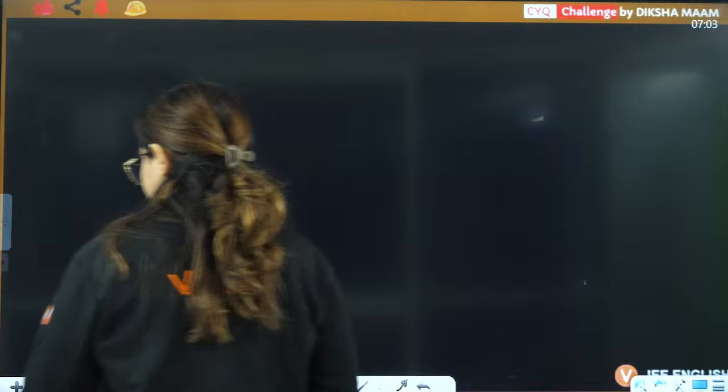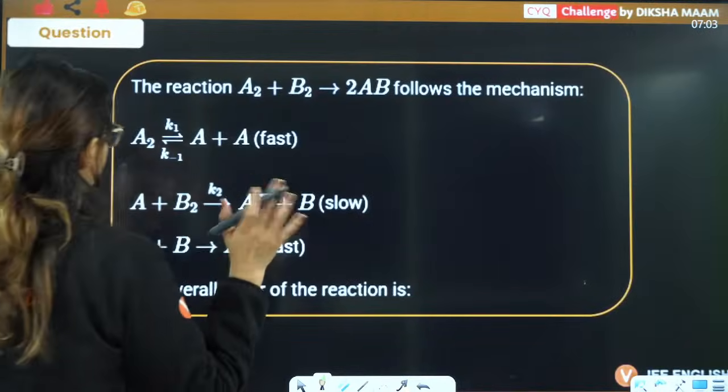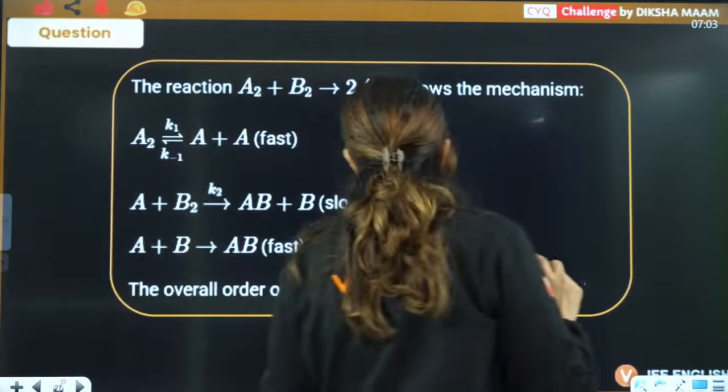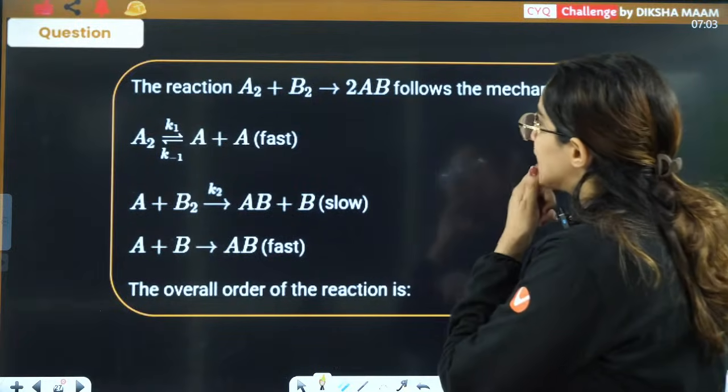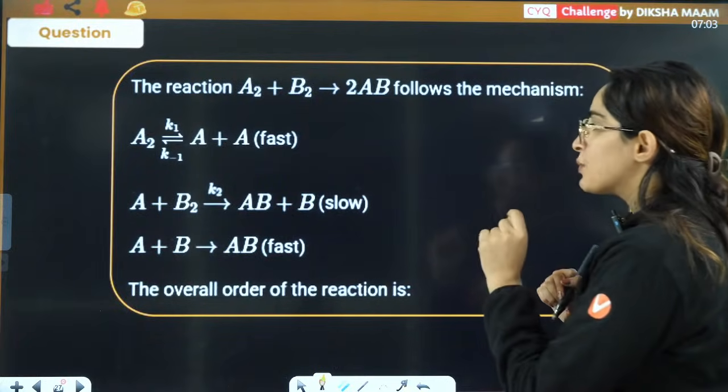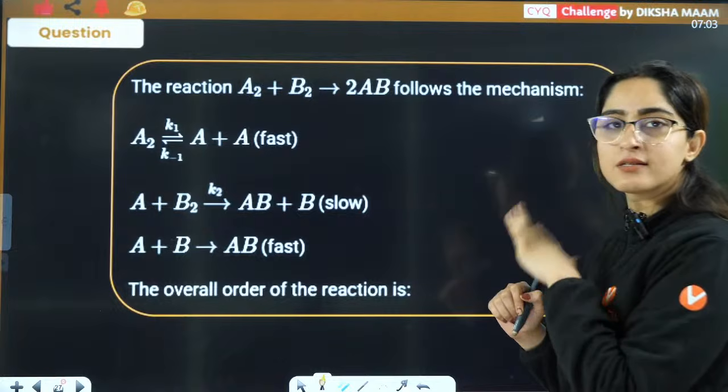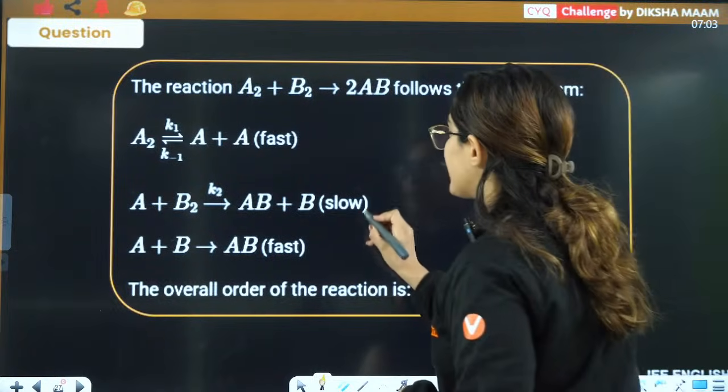So if you talk about this thing, we will do it quickly. Firstly, how do you solve this question here? This question is given to you. First, you will see the rate determining step, that is the slowest step. Rate determining step is this.